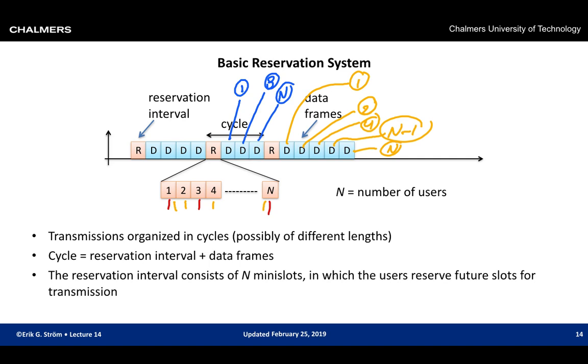Okay, and the idea is, of course, that the reservation time, the time it takes to reserve this, is much shorter than the actual data frames. Otherwise, this doesn't make much sense, right? There, of course, is not a lot of data saying, okay, I'm number 1, I have data to transmit. Maybe this is 4 bits or 16 bits. Well, the data frame could be an IP packet, which is 12,000 bits or something like that.